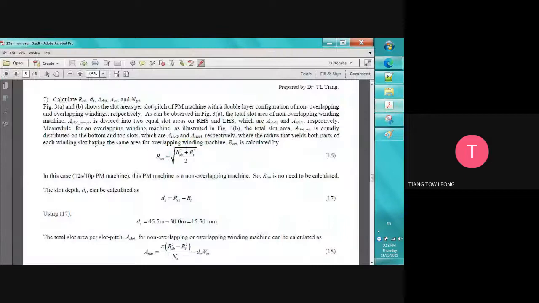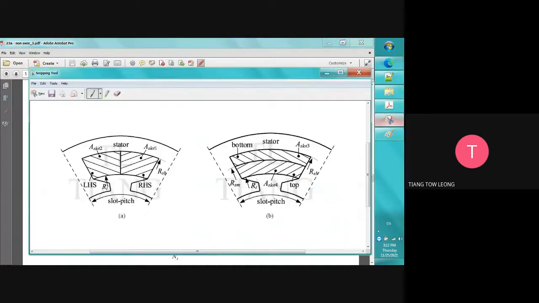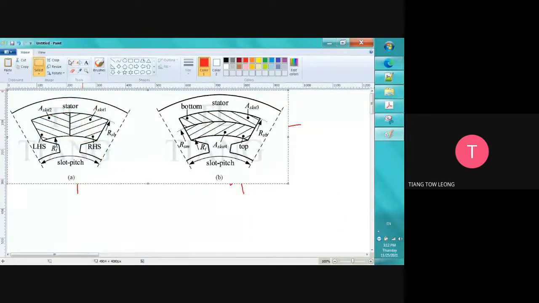Okay, I recorded it, which is A slot 1 and A slot 2. So we name it so that we can differentiate it easily. On the right hand side is A slot 1, and the left hand side is A slot 2, bottom A slot 3, top A slot 4.